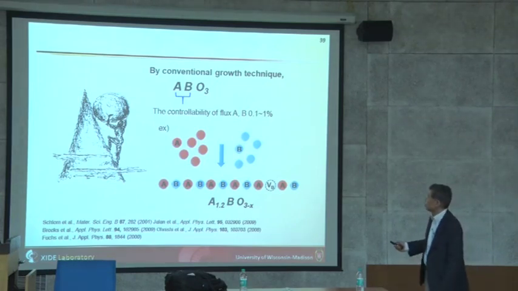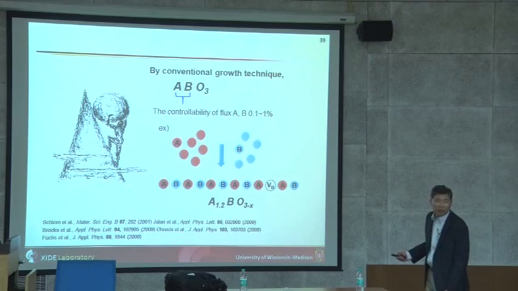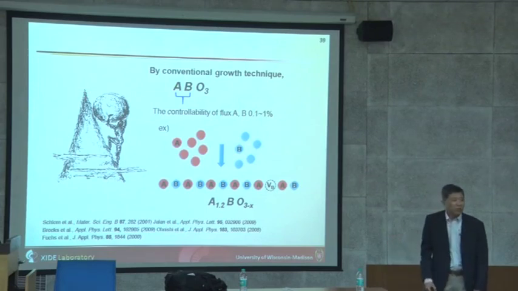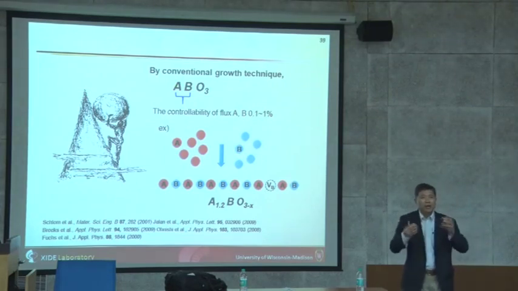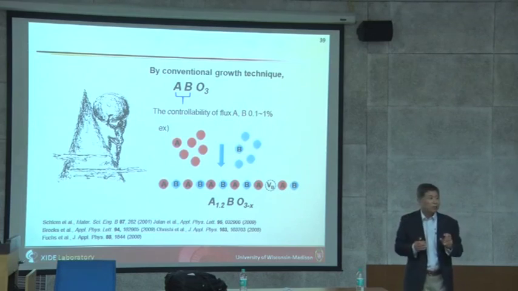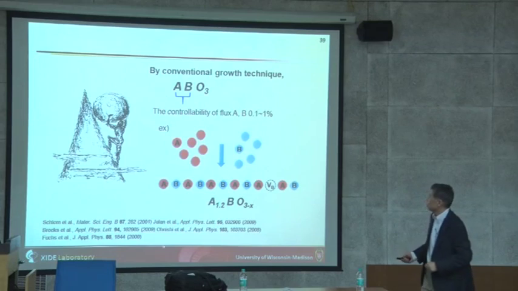So when you try to control the flux, you put in a little bit of B, then go here and roll back. You try a little more A, and roll back, and never reach the top. It's extremely difficult in terms of flux control with two fluxes. And when you do growth from a single target, you have the same problem too.